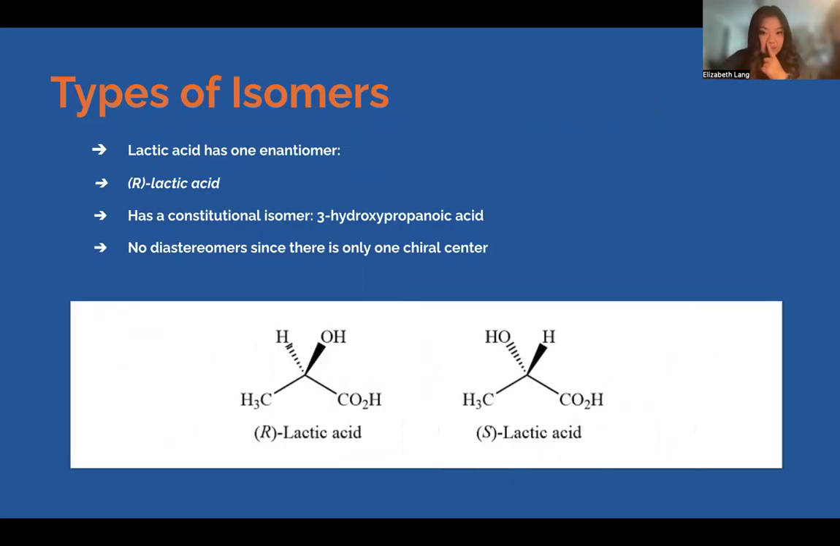R-lactic acid, which is a mirror image but not superimposable, and there are no diastereomers since it only has one chiral center. There is also a constitutional isomer: hydroxypropanoic acid can have the OH in another position, so it would be 3-hydroxypropanoic acid.